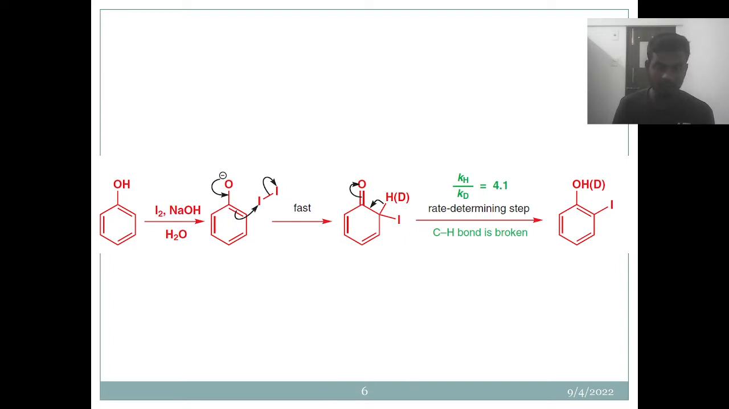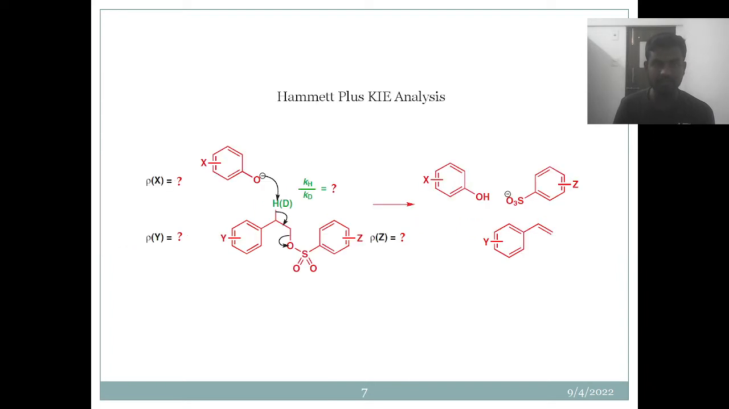Now we'll go to another reaction here. This time we are not only dealing with kinetic isotope effect, but also we will try to see Hammett. So you can draw the reaction in your notebook. This is very simple. No, not that simple. There are too many structures here.